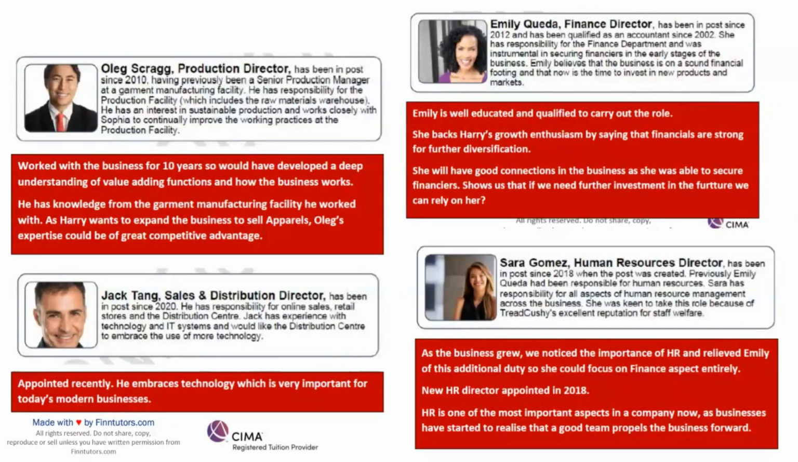Next, Jack Tang. He's the sales and distribution director. So he's been in the post since 2020. He has the responsibility for online sales, the retail stores, and the distribution center. Jack has experience with technology and IT systems and would like the distribution center to embrace the use of more technology. He's the person who's pushing technology. So he's been appointed pretty recently. He embraces technology, which is important for the modern business.